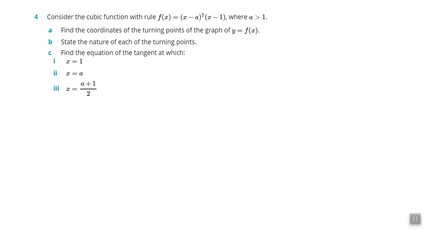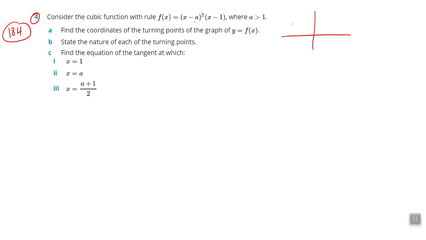This is for Year 11 Methods. We're going to look at exercise 18H, question 4. So consider the following cubic function with this equation. Now, with these questions, it's always a good idea to have in your mind or draw a quick drawing of what the graph actually looks like.